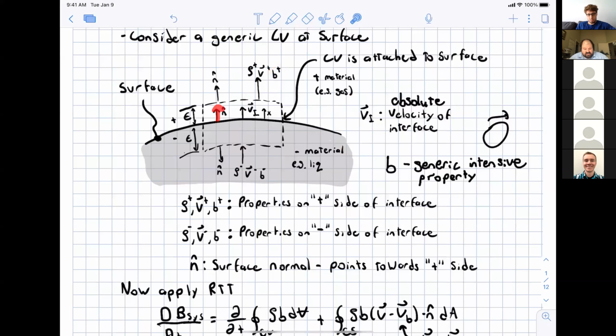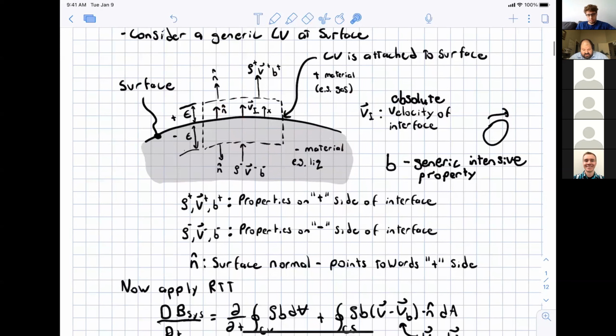Say n hat points towards the plus side. Also, we can have some fluid flowing in and gas coming out, and the interface can also be moving independently of that, if there is some sort of phase change or combustion going on at the surface. So I'm defining the surface to move at velocity vi, and it could be going up, or to the left or to the right, and that's the absolute velocity. That is not with respect to the surface. In my derivations here, I'm going to define that to be the absolute velocity of the surface.